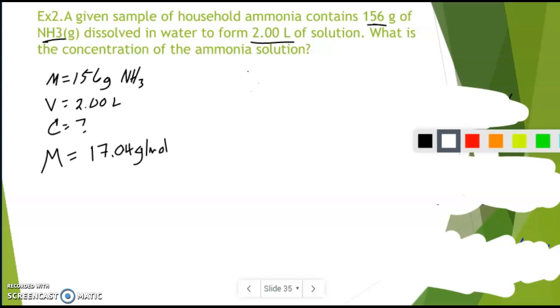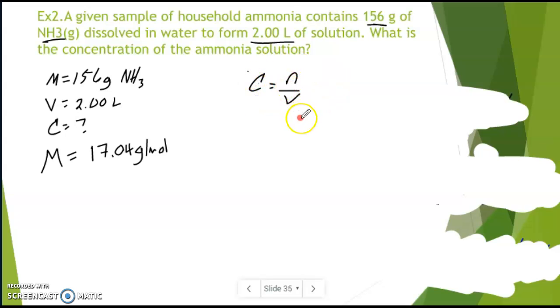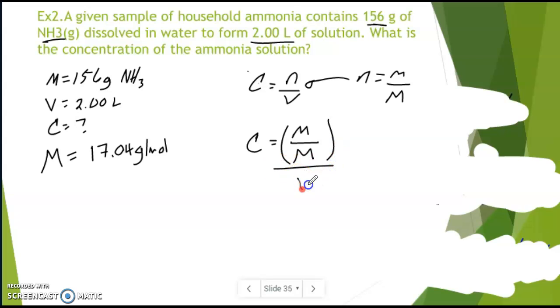Okay, so one more way of looking at it is our formula is C equals n over V. We also have our formula as n equals mass over molar mass. So what you can do here is you can take this n value and substitute this mass over molar mass into this formula. So if we substitute this into here, C equals mass over molar mass, so that's all the top, and we divide by volume.